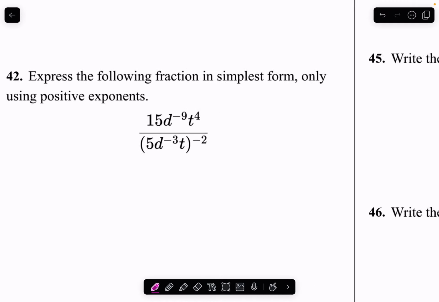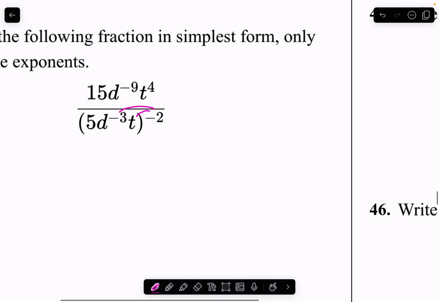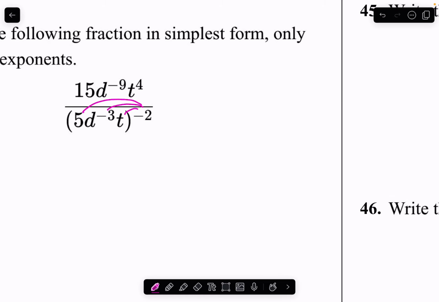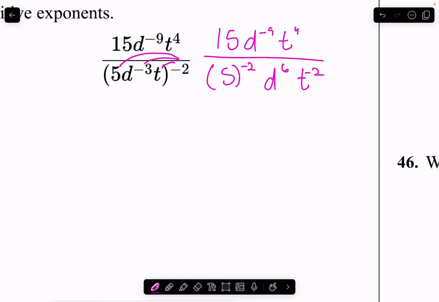Alrighty. Okay, let's try this one. So like I said, I first want to deal with this guy here. I'm going to distribute. Oh, I got to distribute him here as well. So my top stays the same. I got 15 d to the negative 9, t to the 4th, and then I've got 5 to the negative 2, d to the positive 6th, and t to the negative 2. So like I said, once you've distributed that, let's get rid of all of our negative exponents. So let's see. This d to the negative 9 is going to get moved down. So we have d to the 9th on the bottom.